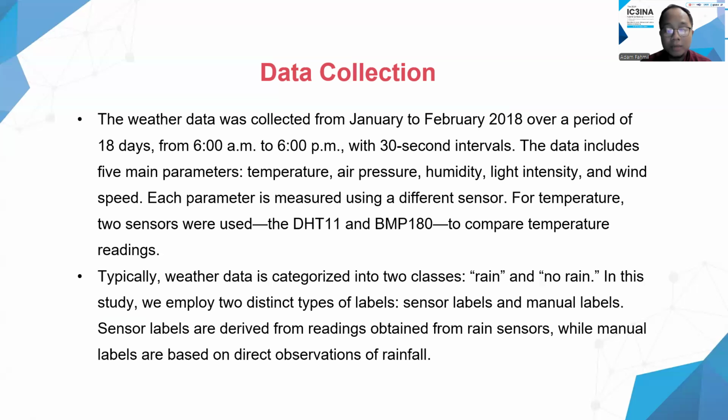Typically weather data is categorized into 2 classes, rain and no rain. In this study, we employ 2 distinct types of labels, sensor labels and also manual labels. Sensor labels are derived from readings obtained from rain sensor, while manual labels are based on direct observations of rainfall.